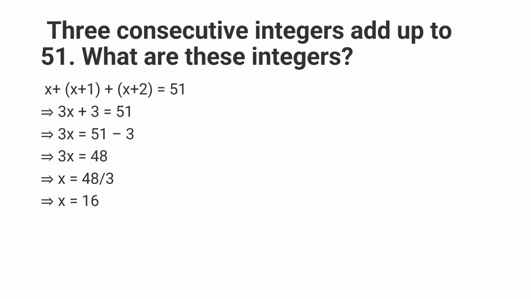So it is very easy. What are consecutive integers? Those are numbers having a difference of 1. So suppose the first one is x. Then the next should be x plus 1, and the next should be x plus 2.